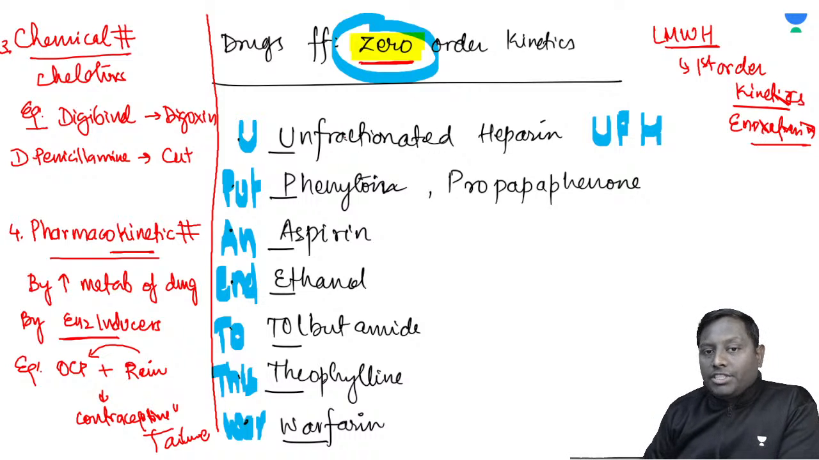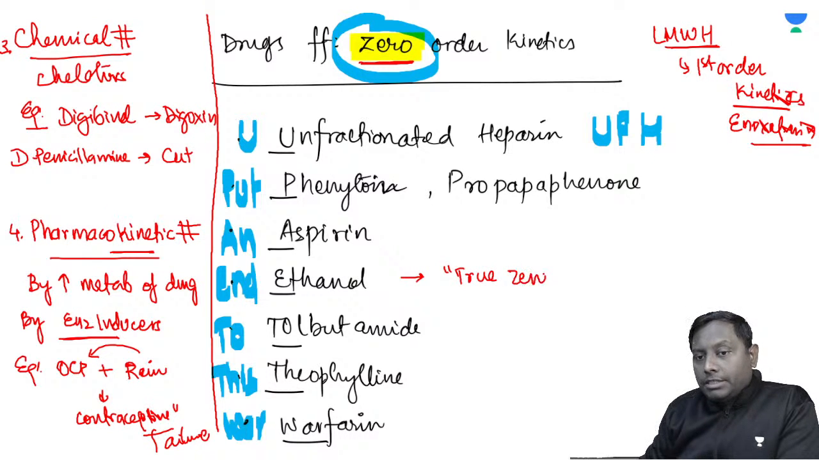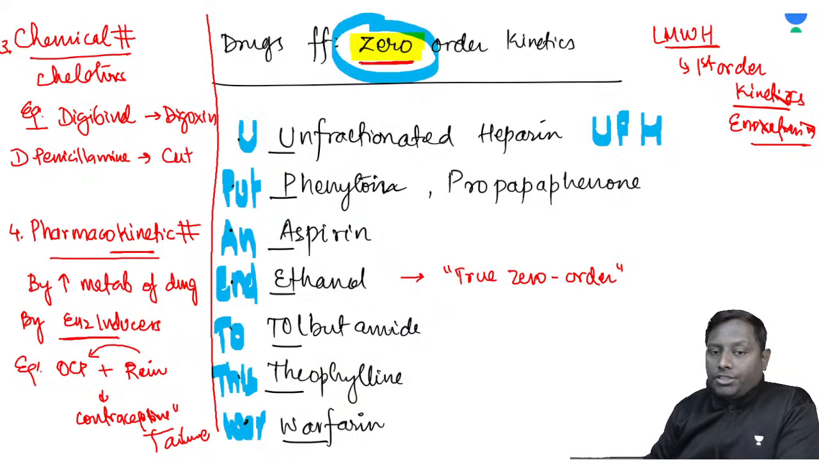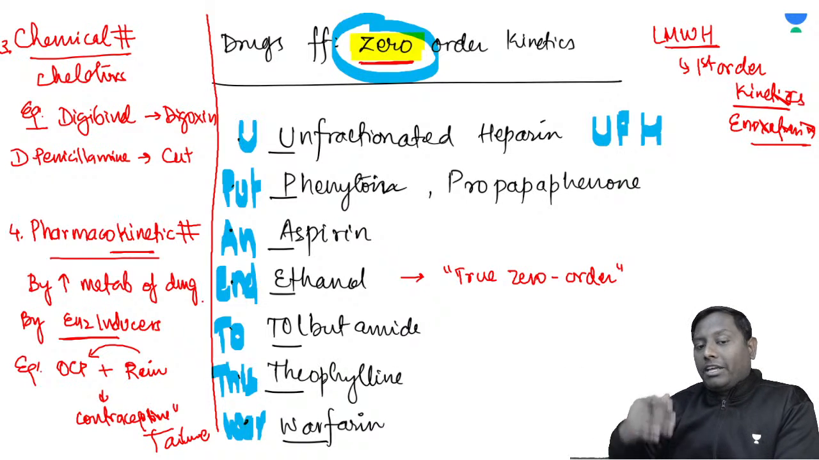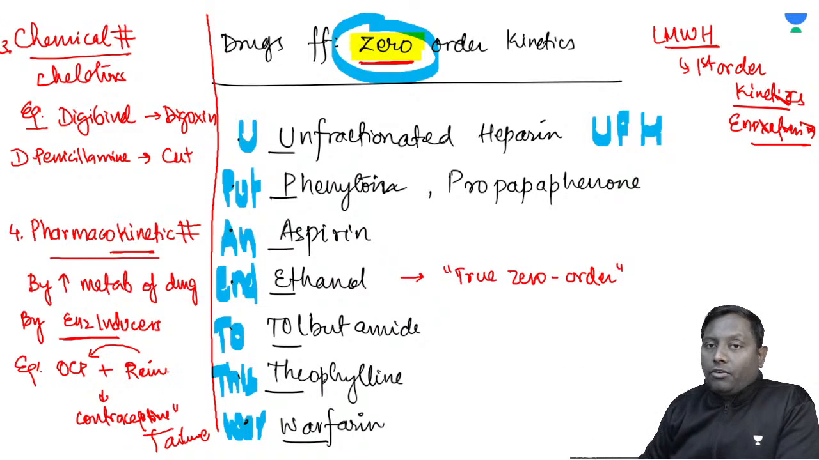Okay, so unfractionated heparin, phenytoin, aspirin, ethanol. Ethanol is the only compound that follows true zero order kinetics. Tolbutamide, the first generation sulfonylurea, theophylline, the anti-asthmatic drug, and warfarin. With all of them, the risk of toxicity is very high because they follow zero order kinetics. The amount of drug eliminated is going to be constant, and at high doses, accumulation is seen with the drugs that follow zero order kinetics. So we should be very, very careful with giving these kinds of drugs.